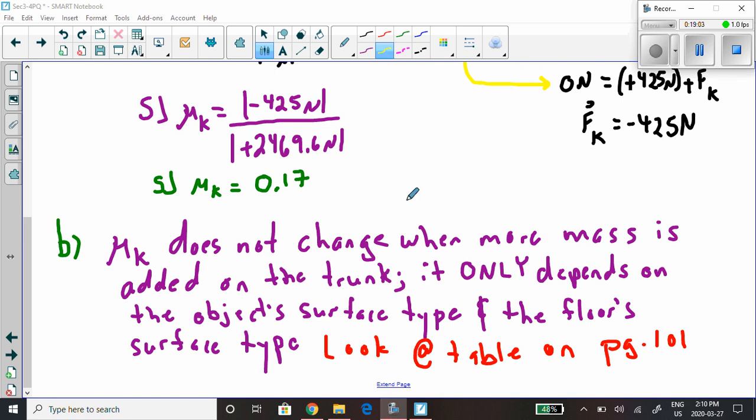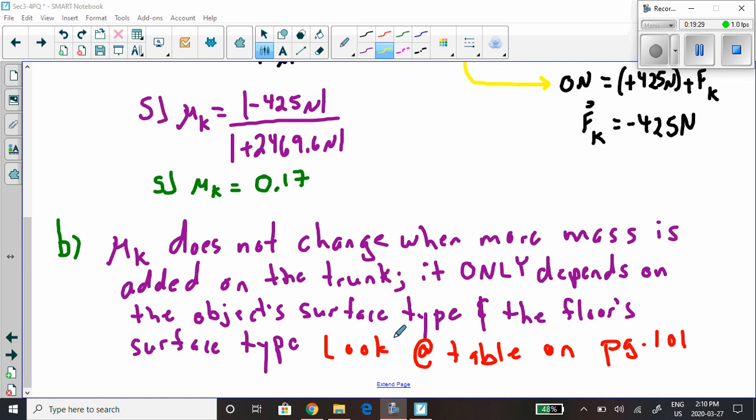Next, 6b. What happens to the coefficient of kinetic friction if another 56 kilogram trunk is placed on top of the 252 kilogram trunk? Well, kids, mu k does not change when more mass is added on the trunk. This value here, mu k, only depends on the object surface and the floor surface.